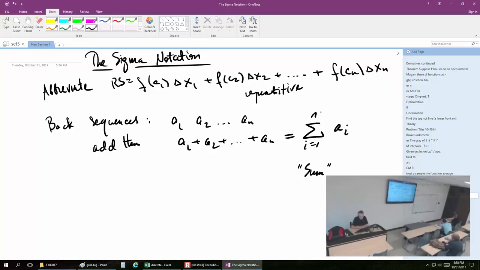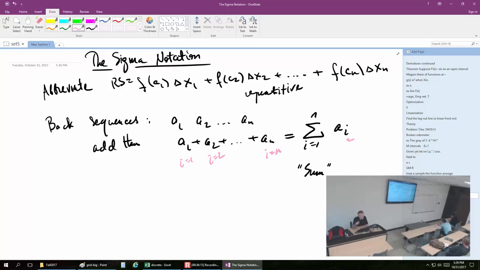And what is the short notation? This is the short notation, sigma, which is the Greek letter, a replacement for the letter S, and S stands for summation. Okay, so sum. And it reads as sum of a sub i, frequently, i from 1 to n. Okay, so that's the notation. That's the whole sigma notation.